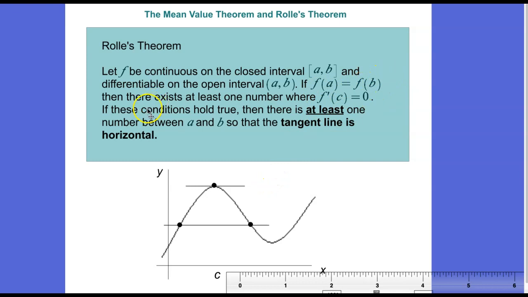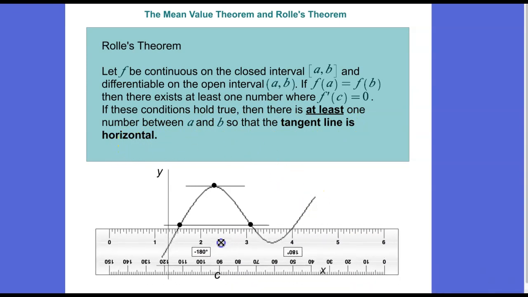So they say there exists at least one number where f prime of c is equal to 0. In other words, there has to be a tangent line with a slope of 0 on that same interval from a to b. So the conclusion is that if these conditions hold true, there is at least, there could be more, but at least one number between a and b so that the tangent line is horizontal. And so that's what we have here.